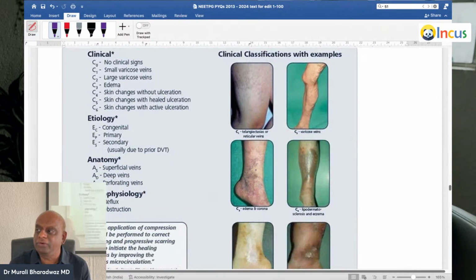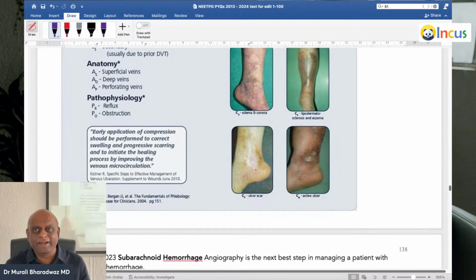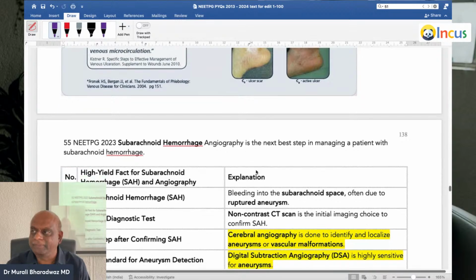So yesterday I gave the clinical classification, CEAP. Because this question came in NEET PG 2023, we need to learn it by heart. Once more it will come. Because veins are a day in and day out affair. Today, since morning, I might have seen at least 5 cases in the OP who had varicose veins. Understand? Very common.